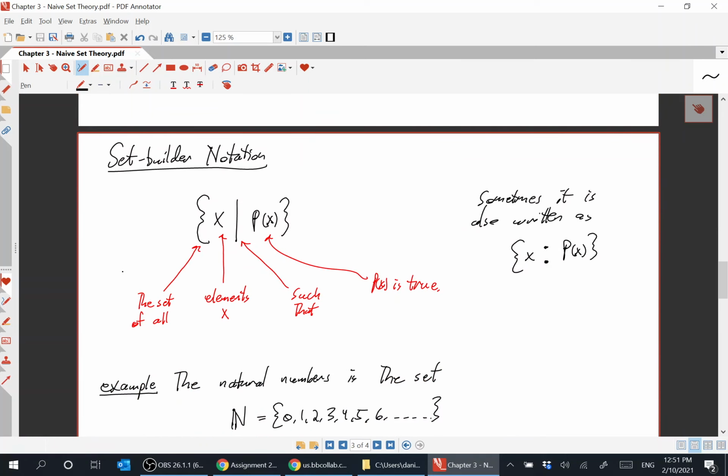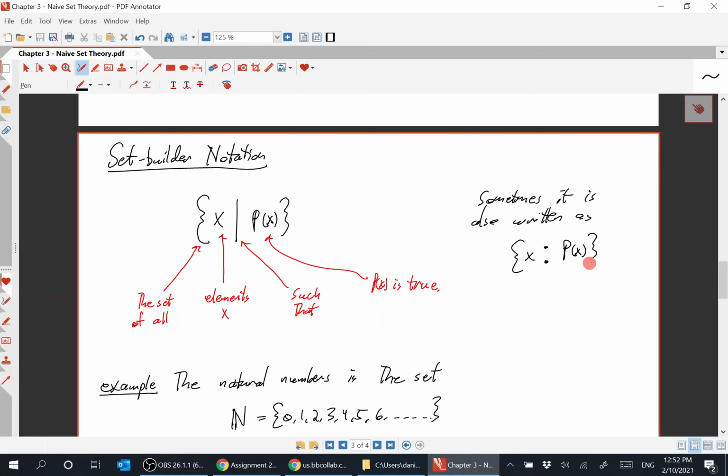Set builder notation. A nice way to express sets is with this thing called set builder notation. When we write this, it's read as follows. This is the set of all, the first left brace means the set of all, elements x, such that p of x is true, and then this ends the expression. So the set of all elements x such that p of x is true. Sometimes you see it written this way.